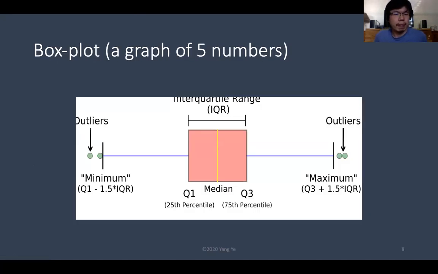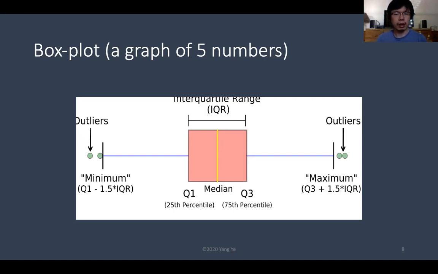We've learned that if we have these numbers, we can make graphs using them. For example, we can make box plots, which use five summary numbers, including the median, minimum, maximum, and Q1, which is the 25th percentile of the distribution, and Q3, which is the 75th percentile. And there's the interquartile range, which is the difference between Q1 and Q3.